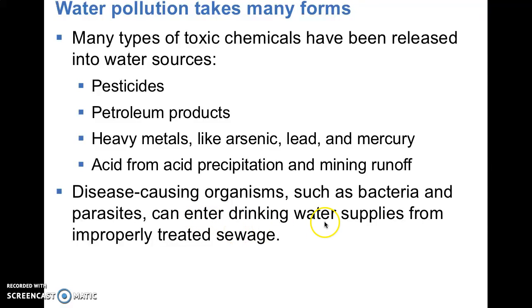Disease-causing organisms such as bacteria and parasites can enter drinking water supplies from improperly treated sewage, or also from animal wastes from feedlots. Specialists monitoring water quality can tell when water has been contaminated by such waste, such as human wastes. Those human wastes may not be dangerous themselves, but because they can tell that there has been human waste there, they know that it may be polluted by other things such as typhoid or other diseases that are carried in human waste. So your book separates this better, but basically there's chemical pollution, and pathogens causing pollution.